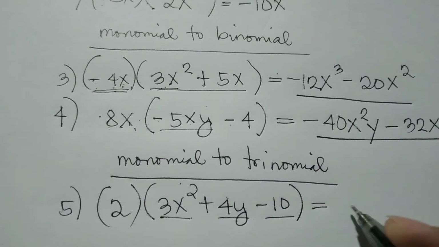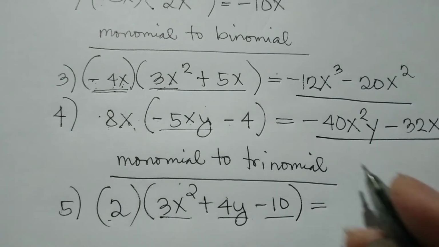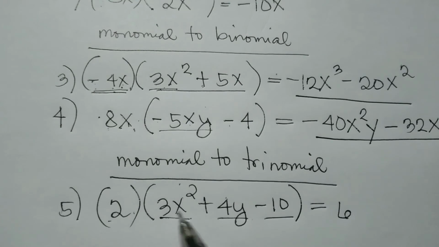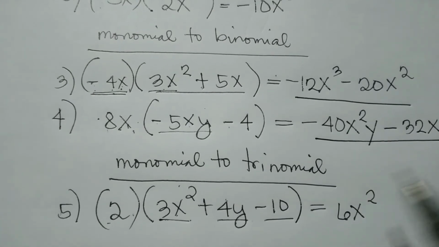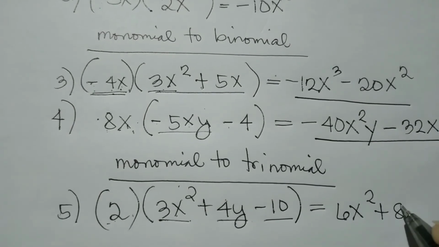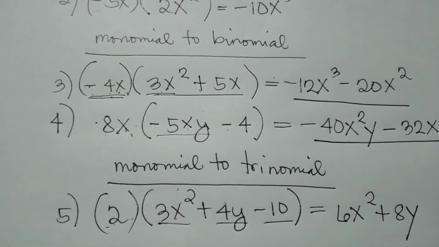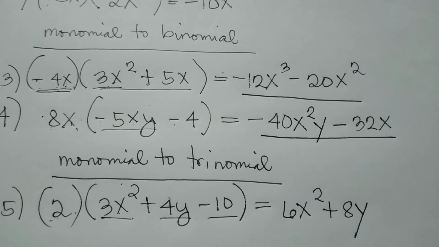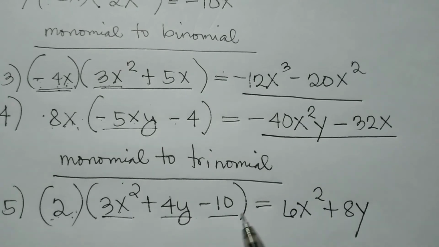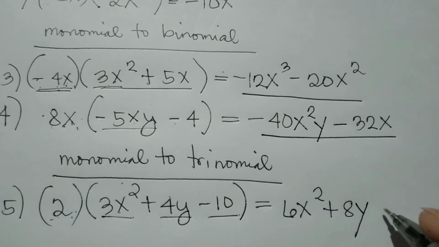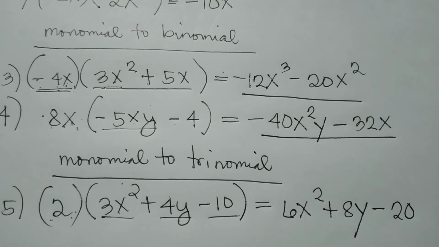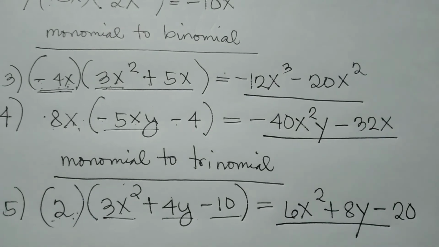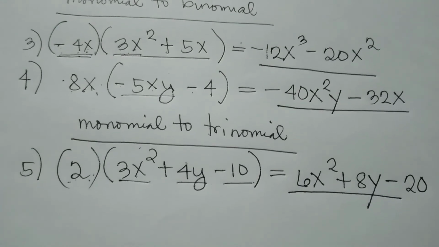So 2 times 3x squared. 2 times 3, that is 6. And then we still have our variable x squared. Okay, next. 2 times positive 4y. So 2 times 4 is plus 8. Then you have another variable which is y. Then what's next is that you have to multiply 2 times negative 10. So it becomes negative 20. So that is now our product, which is composed of 3 terms.